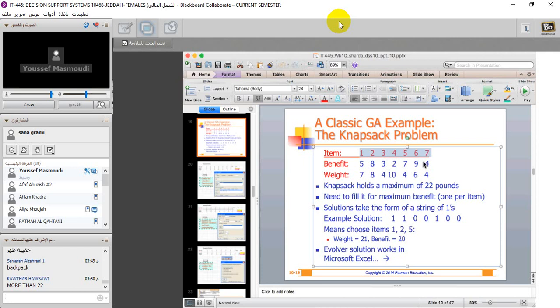You have benefits for this item and other benefits for that item. You have a specific weight for the first item and a specific weight for the second item. So you have to choose. Exactly: high benefit with less weight.